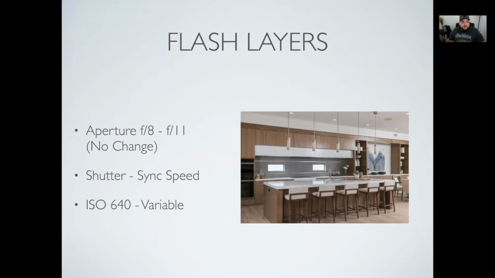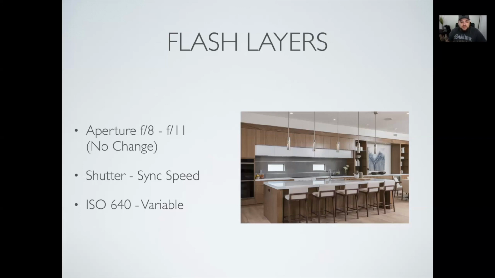It's also variable, because you can go down, but you don't want to go past your sync speed. You can always go down if you need to let more light in. Say if it's dark outside, then you can open up your shutter speed and let more light in, and just try to balance it out.